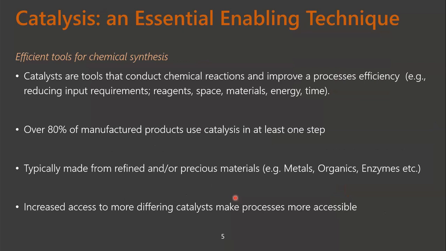Catalysts are essentially tools that conduct chemical reactions, and they improve the process efficiency. This can usually take place by reducing input requirements, which can be anything from reagents, space, materials, energy, or the time of the actual process. Over 80% of manufactured products use catalysis in at least one of their steps, so they are hugely important. They themselves are typically made from refined or precious materials, so think about metals, organic molecules, enzymes, all of these things we use to make things. And generally speaking, increased access to more differing catalysts makes processes more accessible, as long as it's not more iterations of exactly the same thing.